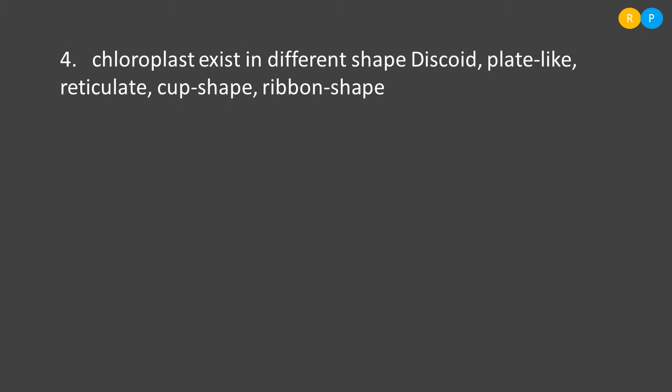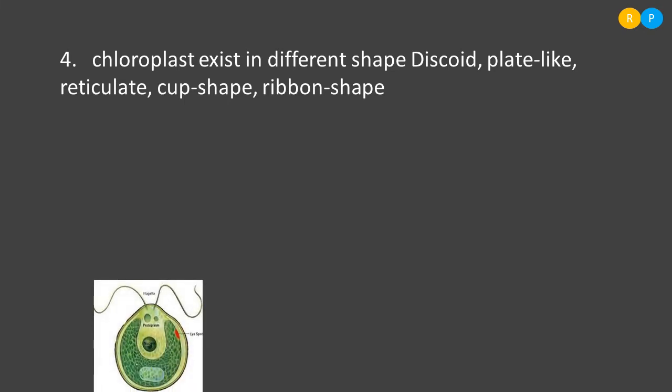Some of the members show disc shaped chloroplast, some show plate like chloroplast, some show reticulate chloroplast, some show cup shaped and some ribbon shaped. Like this, the shape of chloroplast is not the same in all members of Chlorophyceae. So this is one unique characteristic feature we can see in Chlorophyceae members. Here you can see this is the Chlamydomonas, a unicellular green alga. We can see the cup shaped chloroplast here. You can see the shape of the chloroplast in the organism, that is cup shaped.